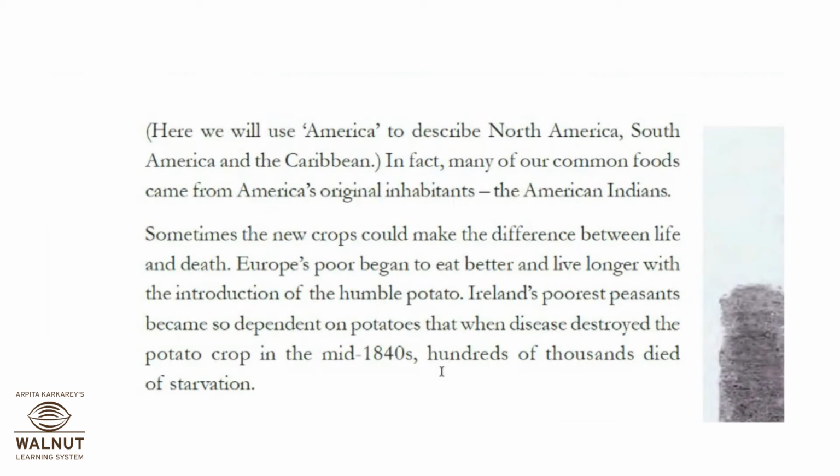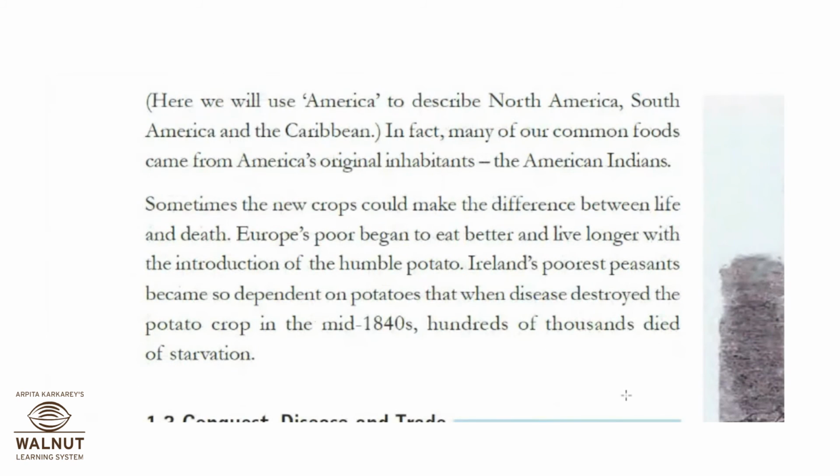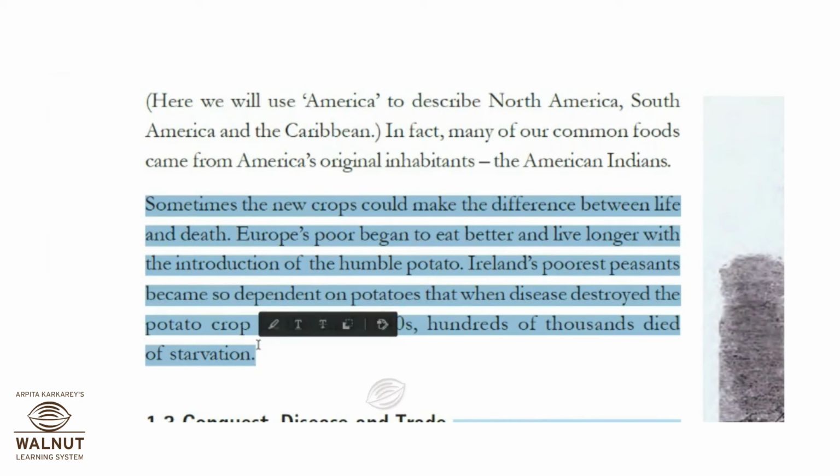Europe's poor began to eat better and live longer with the introduction of the humble potato. Ireland's poorest peasants became so dependent on potatoes that when disease destroyed the potato crop in the mid 1840s, hundreds of thousands died of starvation. So even this second part, like sometimes new crops would make the difference between life and death. So how you need to explain then. This entire paragraph is important: how they were dependent on potatoes for their lives.